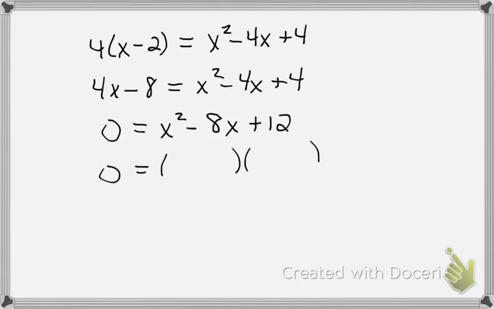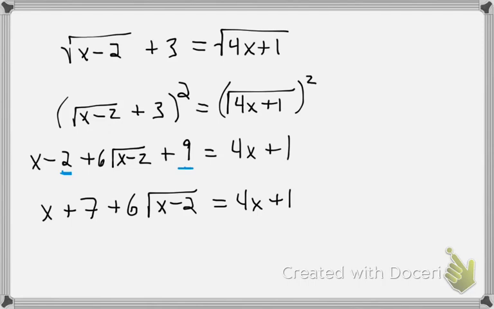Yeah, it's the one that we did. So we get x minus 6, x minus 2. We get x equals 6 and x equals 2. You guys agree? So what should we do now? We got to check the bodies.